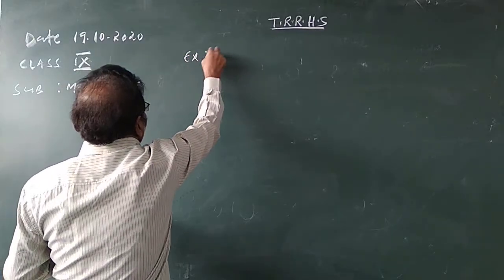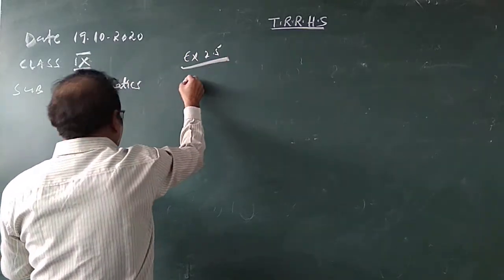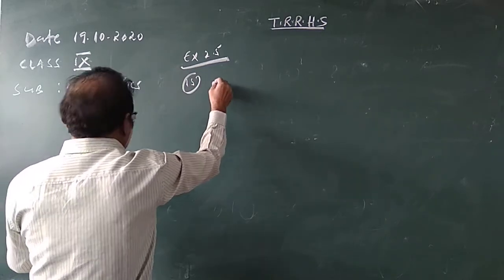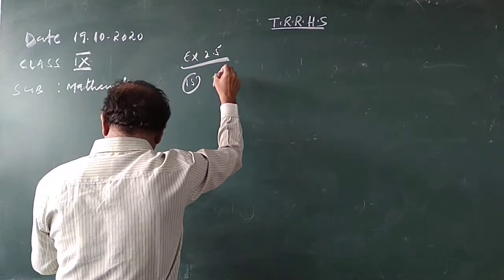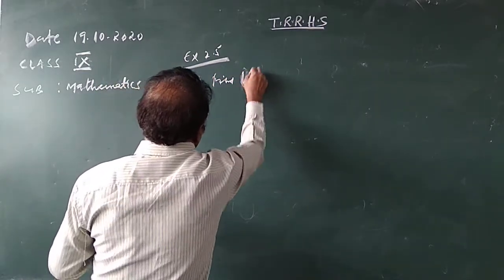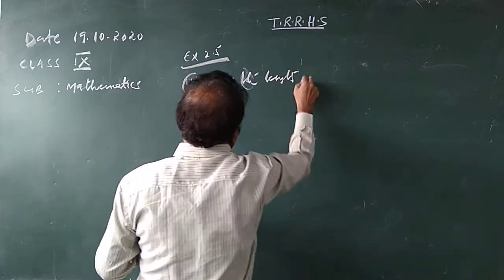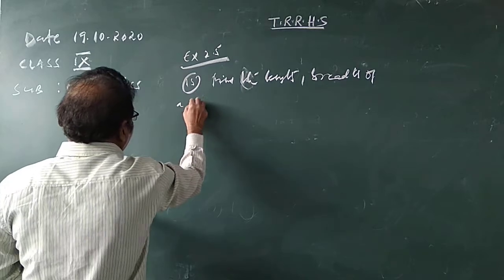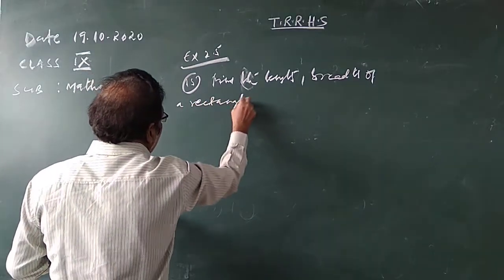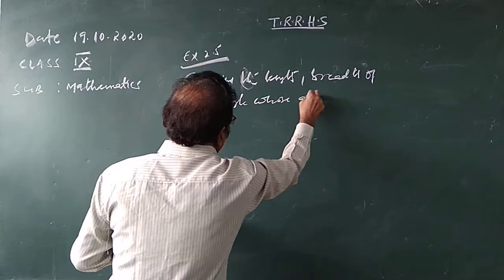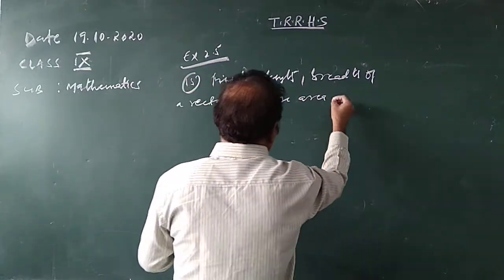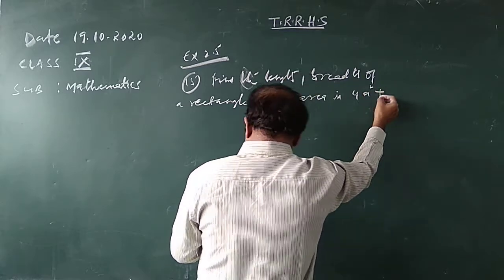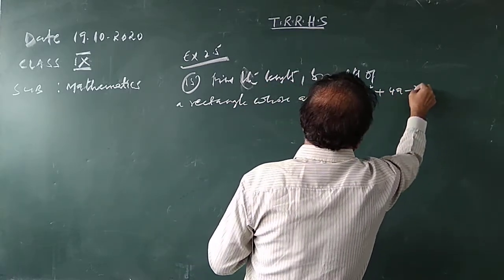Exercise 2.5, one more problem, 15th problem. Find the length and breadth of a rectangle whose area is 4a square plus 4a minus 10.